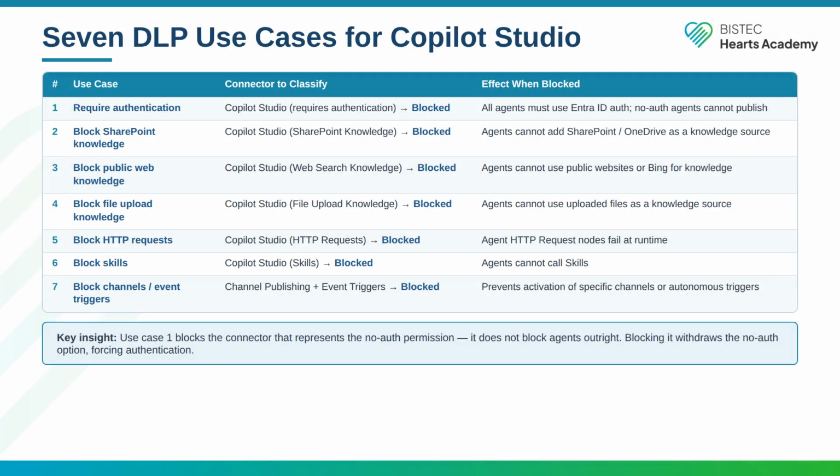The connector reference gives you the building blocks. The 7 use cases tell you when to deploy each one and what the effect is. Use case 1 is require authentication. Move the Copilot Studio requires authentication connector to blocked. This withdraws the no-auth option from the agent settings interface. Makers can no longer publish anonymous agents within this policy scope.